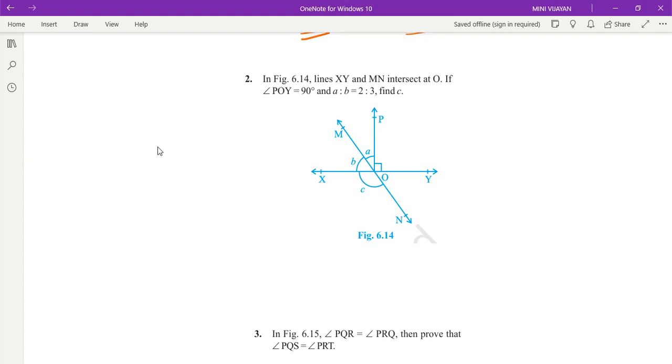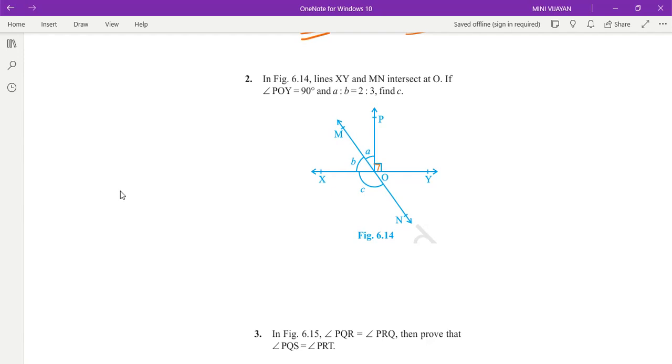The second question says that XY is a line, and XY and MN intersect at O. The line XY and line MN intersect at point O. If angle POY equals 90 degrees, so 90 degrees is marked here. So this is 90 degrees.